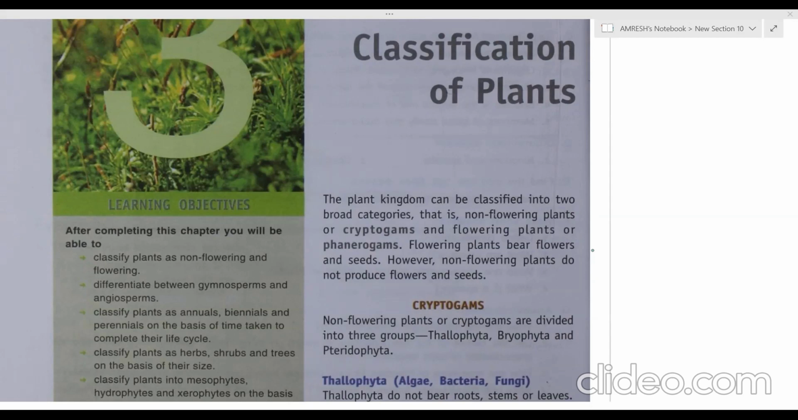So classification of plants. In this chapter, we will basically discuss about your kingdom Plantae.